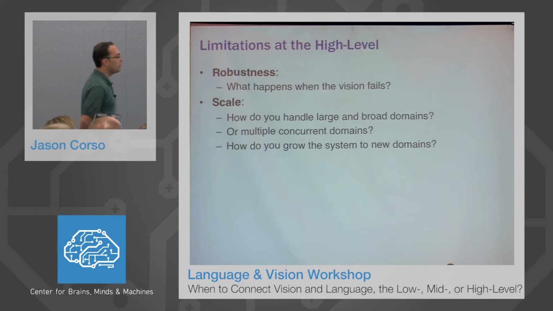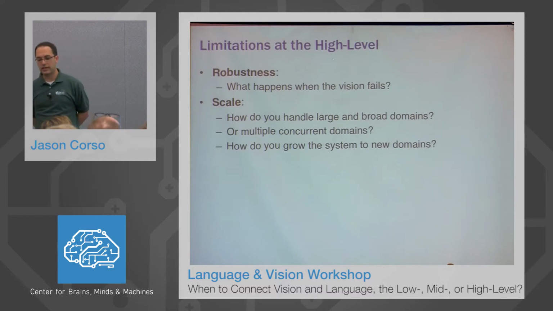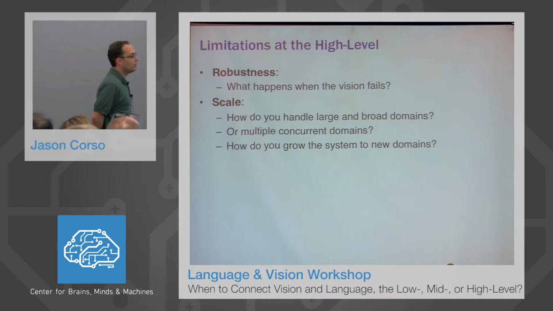If you're going to do language parsing separately as well, or speech recognition, and so on. How do you handle large and broad domains, right? We're working now with cooking videos, trying to understand the sequence of events in recipes. These are much larger domains than we were looking at in the surveillance setting. How can we handle this at scale? Or multiple concurrent domains, right?